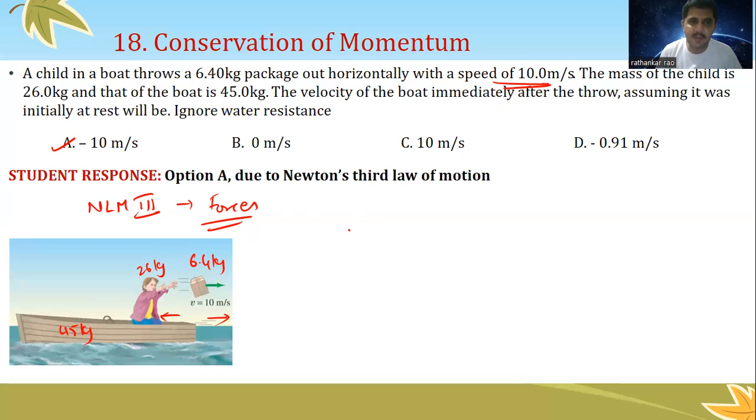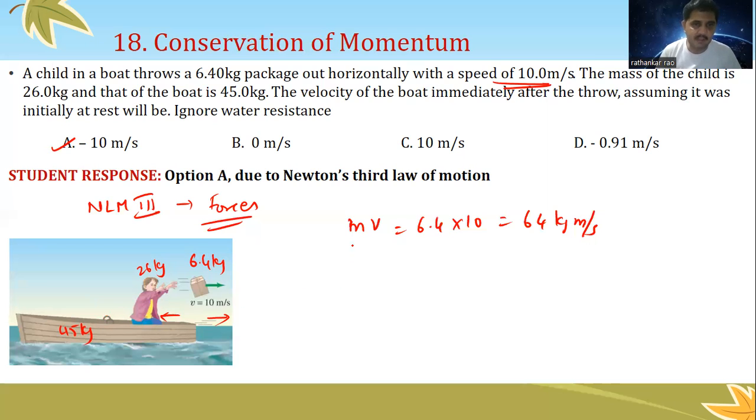So therefore, the momentum before you throw is nothing but mass of the object multiplied by velocity, which is equal to 6.4 multiplied by 10, which is 64 kg meter per second. This is the momentum before you throw, assuming the boat is stationary. Then because you throw, the boat is now moving backwards.